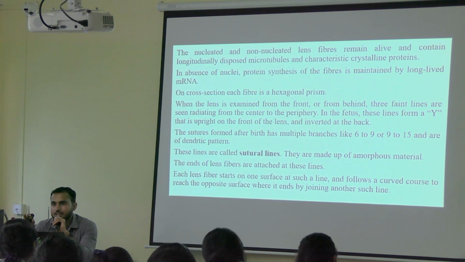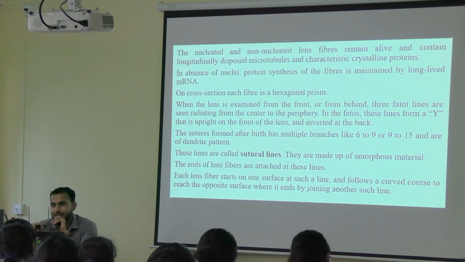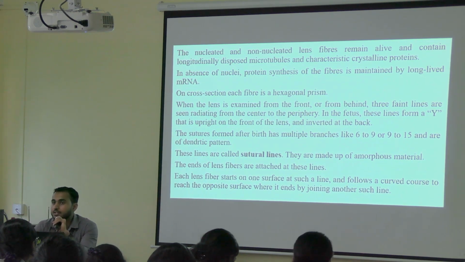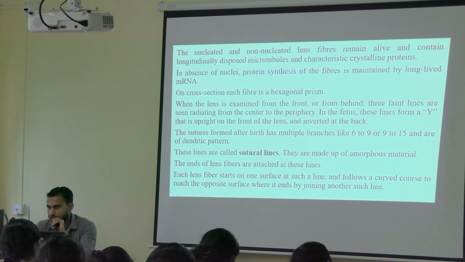Now when you see the lens fibers in the lens of a fetus and the lens of an adult, it is different. The arrangement of the fibers is different. In the case of an adult, it becomes very complicated.